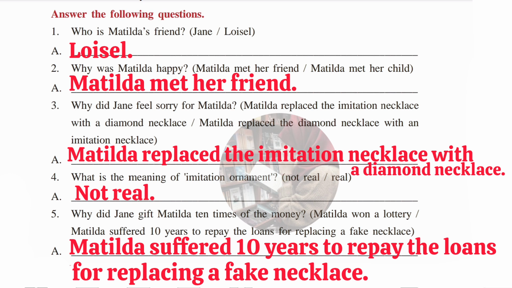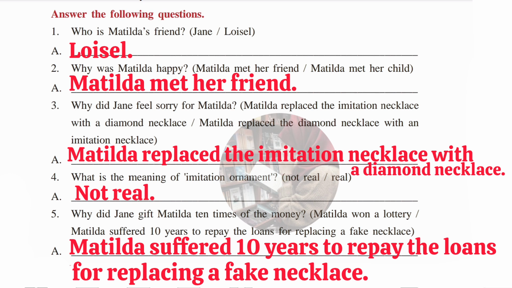Fifth one, why did Jane gift Matilda 10 times the money? Answer: Matilda suffered 10 years to repay the loans for replacing a fake necklace. Because of her honesty, Jane gifted 10 times the money. So this is all about the 5 questions and answers from this conversation.